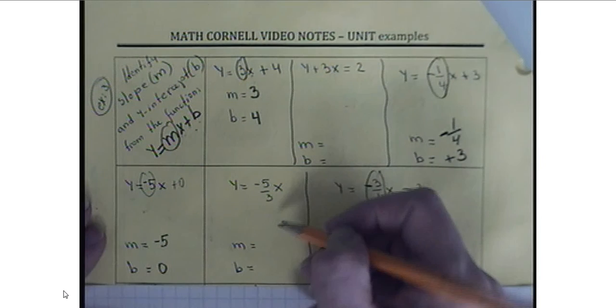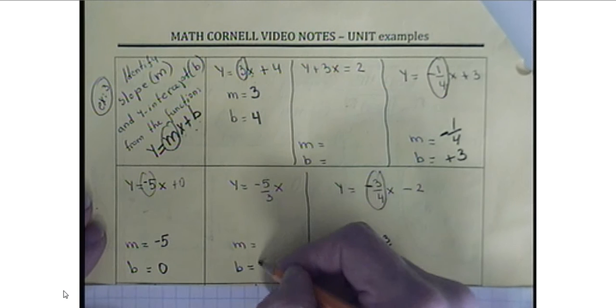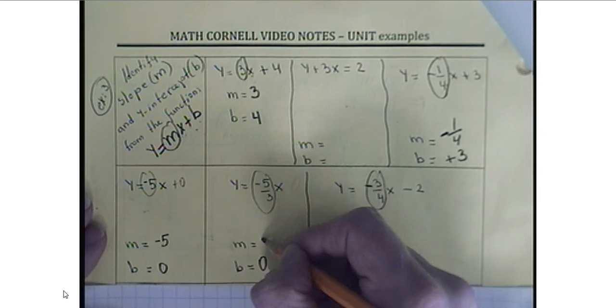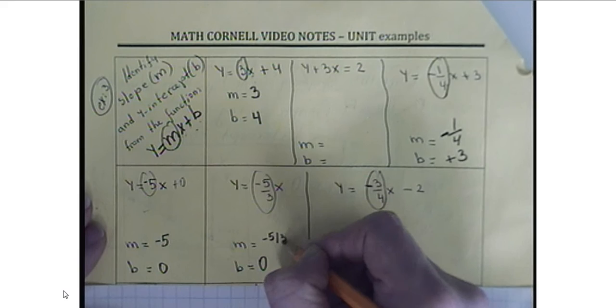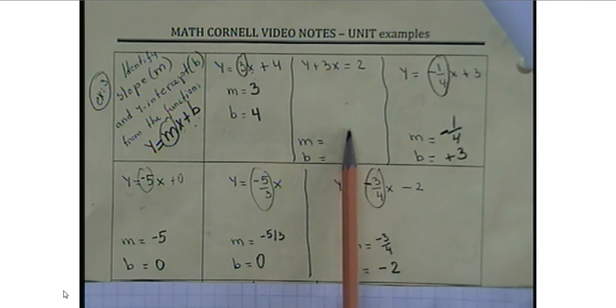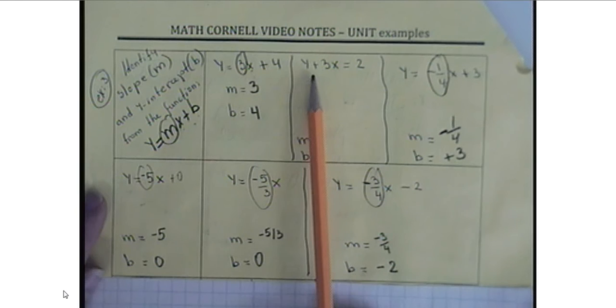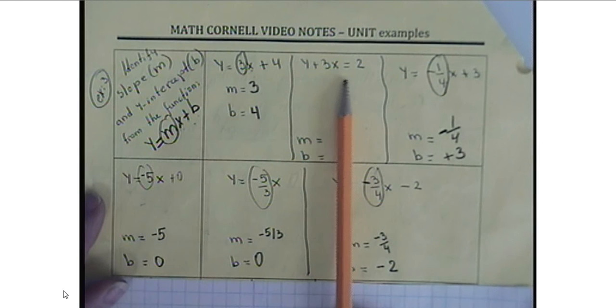Same thing with this example. B is 0. We don't have b, so 0, and negative 5 over 3 will be the slope. Now the only different example, and I missed that on purpose, is this one. Because what we have given here is an equation that says y plus 3x equals 2.